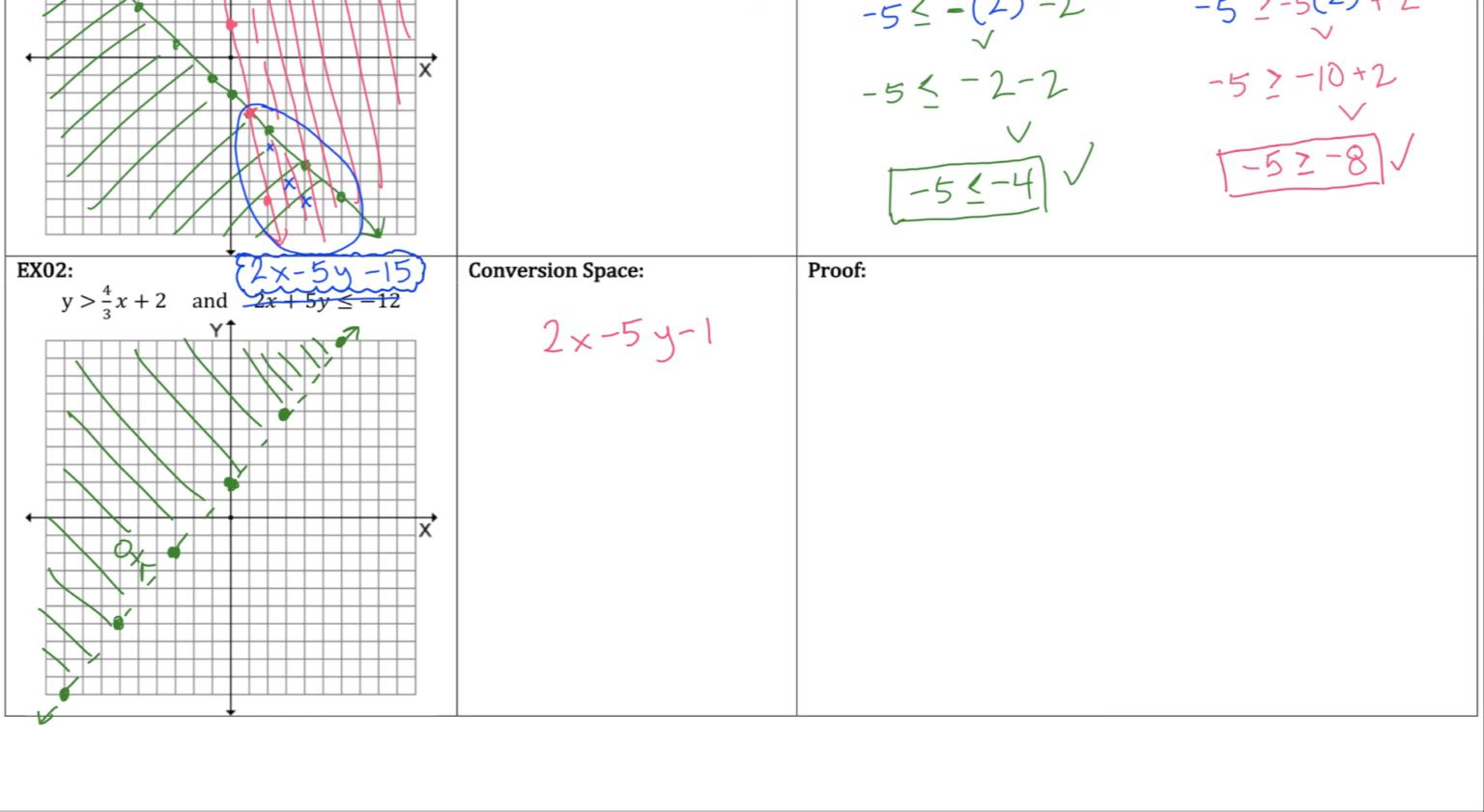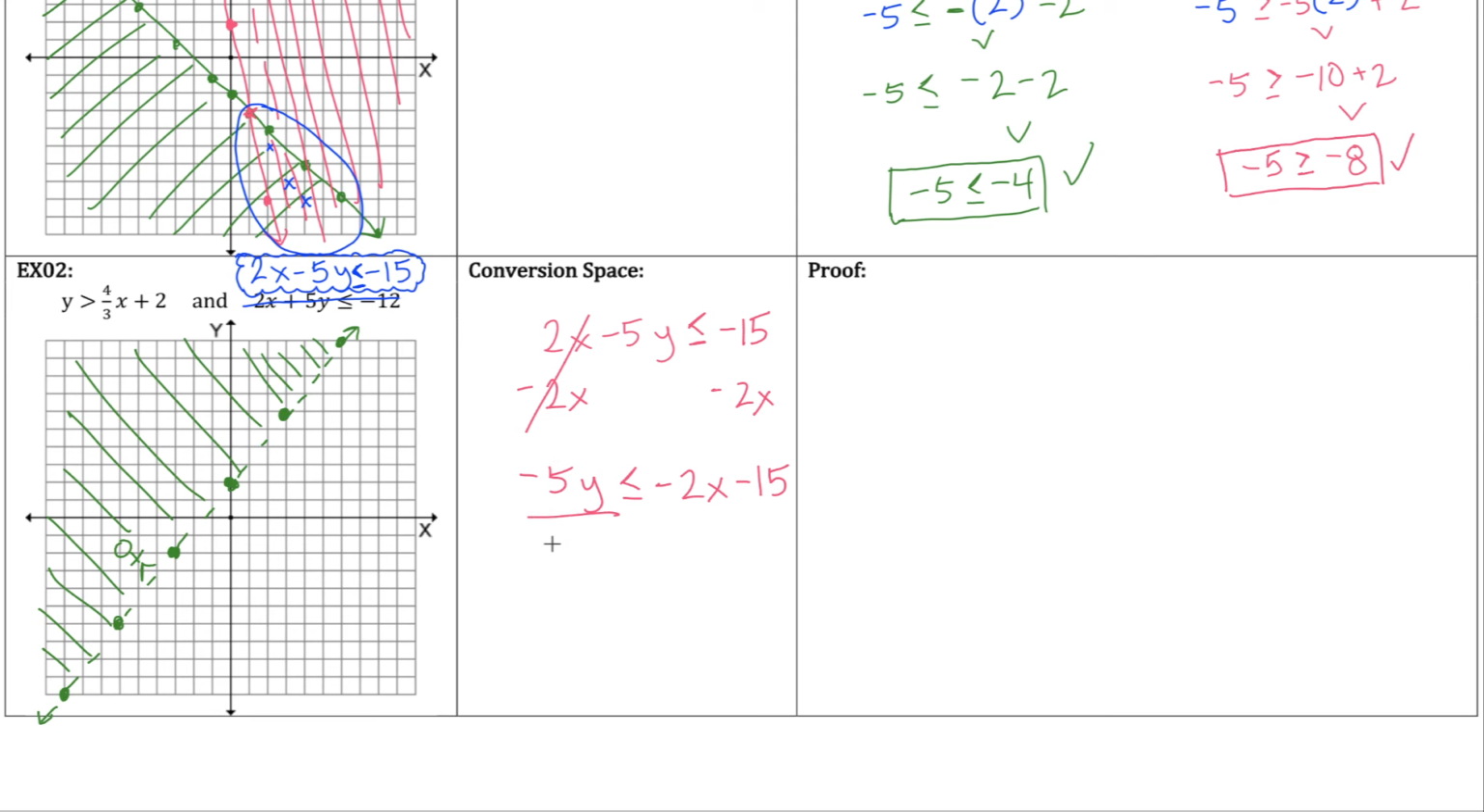Oh, I forgot to put this little sign here. Okay, cool. Actually, I forgot. I need to go back. One moment. Less than or equal to. And so this one should say less than or equal to negative 15. Okay. So minus 2x, minus 2x. I get negative 5y is less than or equal to negative 2x minus 15.